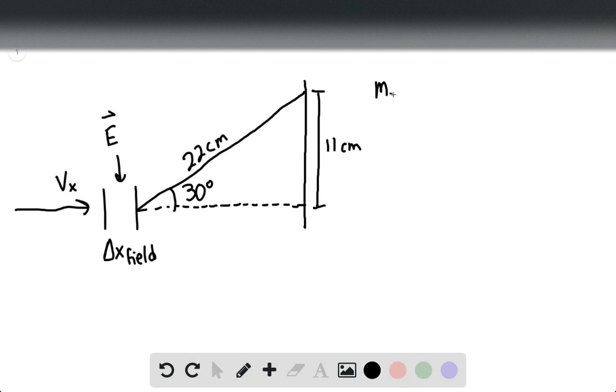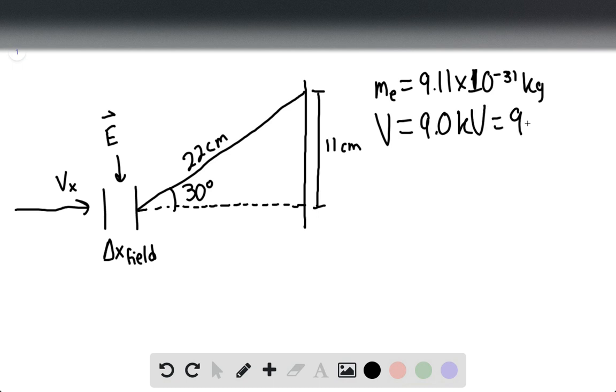We have some givens. So the mass of an electron is 9.11 times 10 to the negative 31st kilograms. We have the accelerating potential of 9 kilovolts, or 9,000 volts. And we know that the potential energy equals the kinetic energy in the beginning. So let's evaluate this before the field. So this is everything before it even approaches the field.